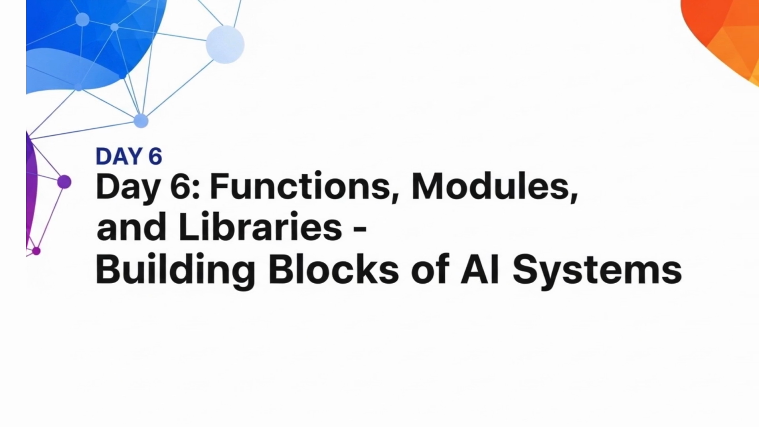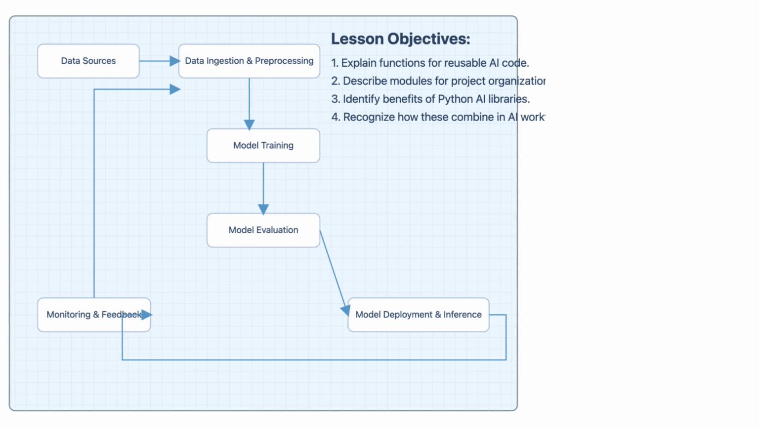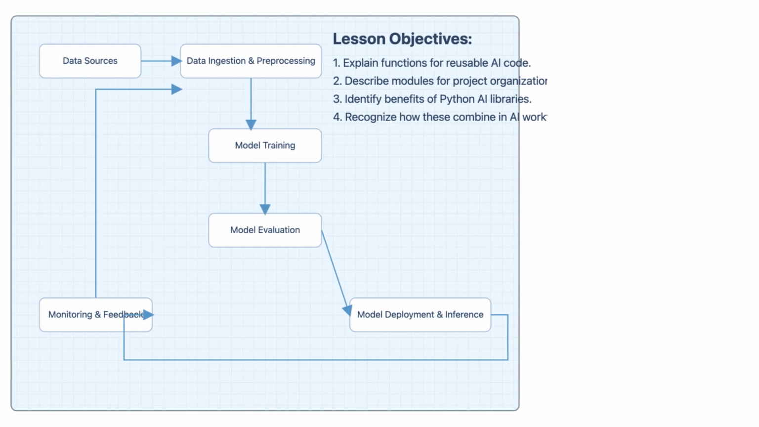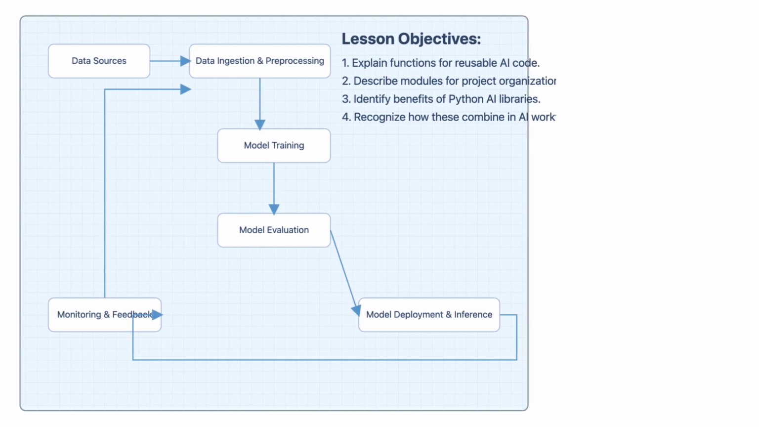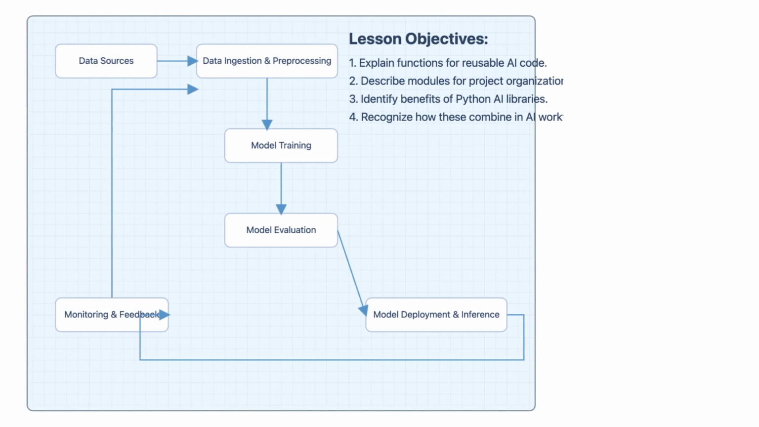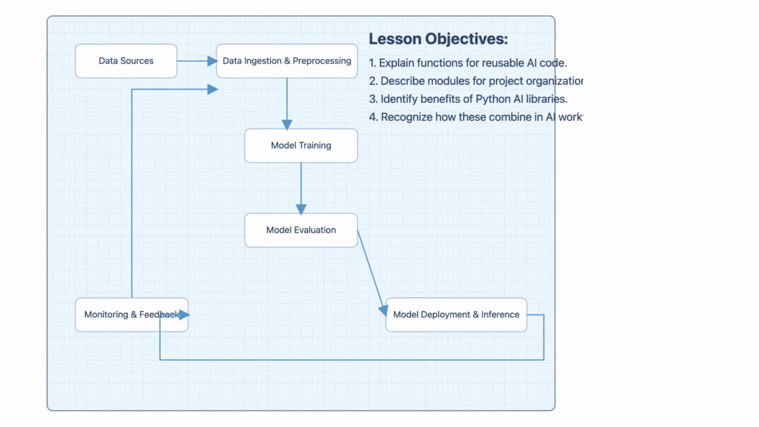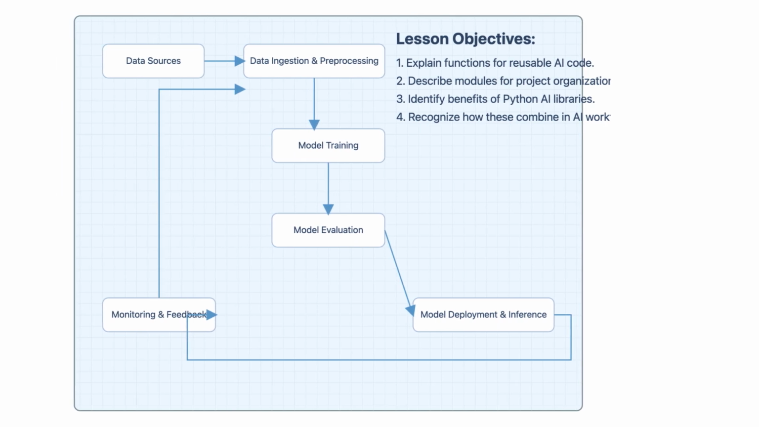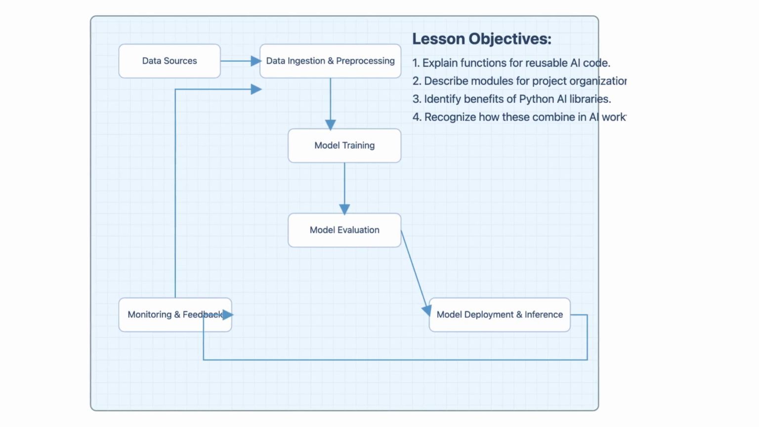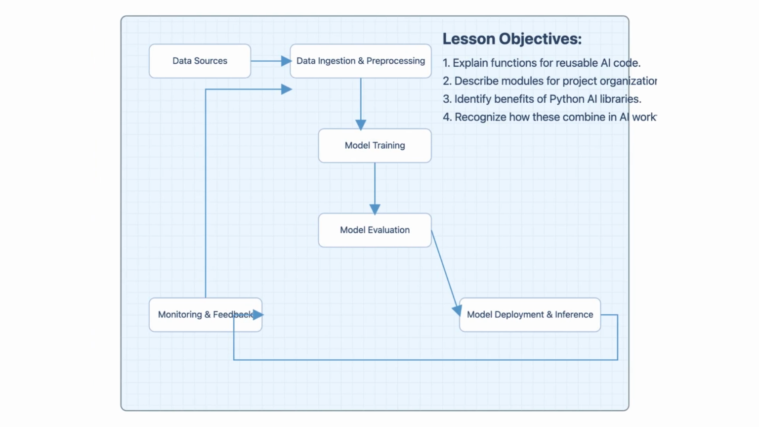Yesterday, we discussed why organizing your AI code is crucial, comparing it to building a house without a blueprint. Today, we're diving into the fundamental tools that bring order and efficiency to your AI projects: functions, modules, and libraries. These aren't just abstract concepts, they are the bedrock upon which every sophisticated AI system is built. Understanding them will transform your coding from a chaotic struggle into a streamlined, powerful process.